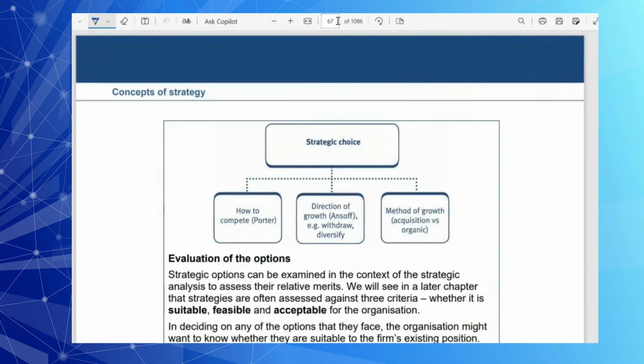Now we are going to discuss the concept of strategy and strategic choice. How are companies choosing their strategy, how to compete, like Porter's five forces, the direction of growth, withdrawal, diversity, and method of growth, acquisition versus organic. So these are the strategy options.